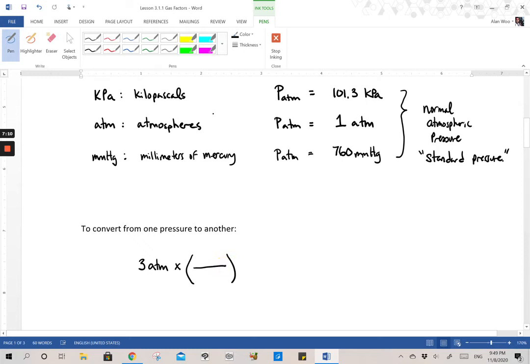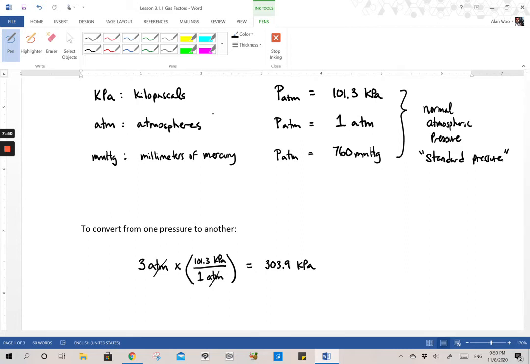Okay, so I can set it up as 3 ATM. I want to cancel out the ATM, so I put one ATM at the bottom. And I want kPa, so I put 101.3 kPa at the top. Okay, and when I do my calculation, it's going to be 3 times the amount. So 3 atmospheres, or 3 ATM, is actually equal to 303.9 kPa. So I have successfully converted from one unit to another.